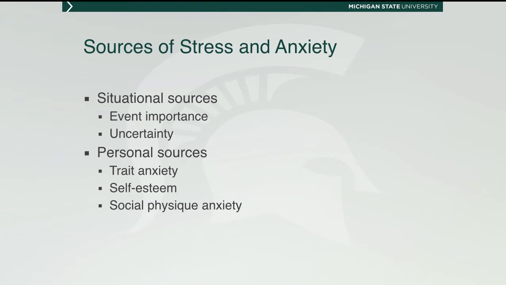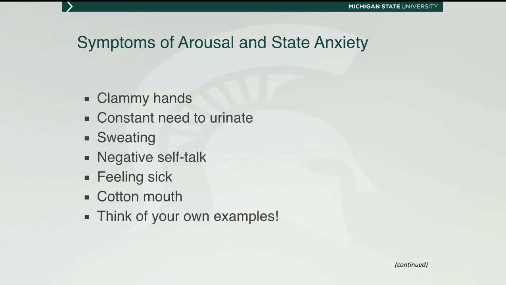Now, if we think about some symptoms of what stress and anxiety might be like for athletes, there's really a laundry list of examples. You can think of things like clammy hands, so when your hands are sweating but they're cold. There's the nervous person who has to pee all the time or urinate a lot. There's the profuse sweating for no real reason. Negative self-talk, so this is the internal monologue that just says, God, you're terrible, why are we doing this, why are you putting yourself in this situation, you're horrible at this. It could be a lot of different things. You might feel sick. The person might have cotton mouth. Now, the last one here, you could really think of your own examples, because this is going to be different from person to person. And that's important to note.